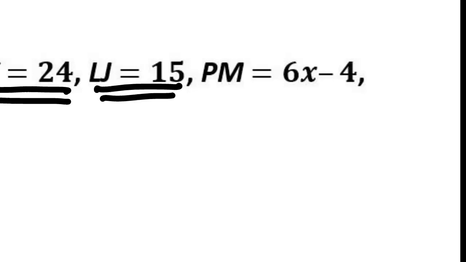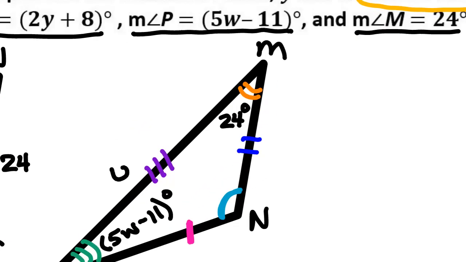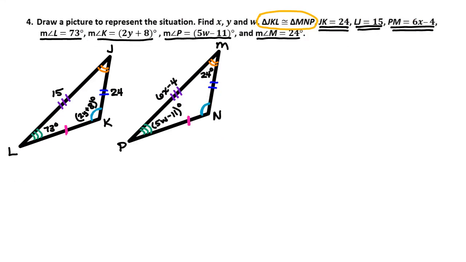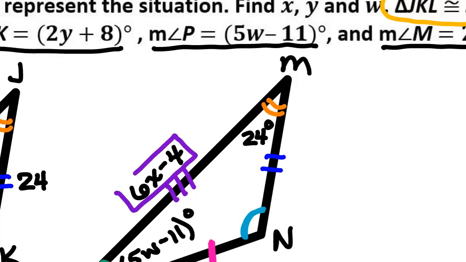There's one more thing that they told me. PM, which is a side, has a length of 6x minus 4. So I drew my triangles, I marked up their congruences, I added all the information that they gave me. Now they want me to find what? X, Y, and W. Where is X in this picture? Where is X? Between M and P. Right here. It's the last thing that we wrote down.